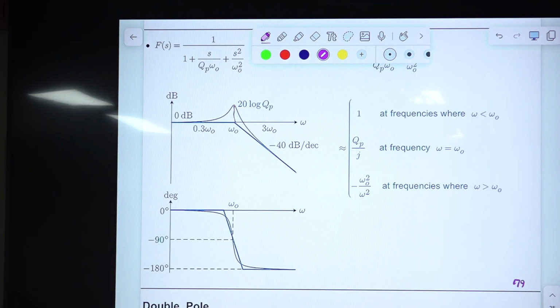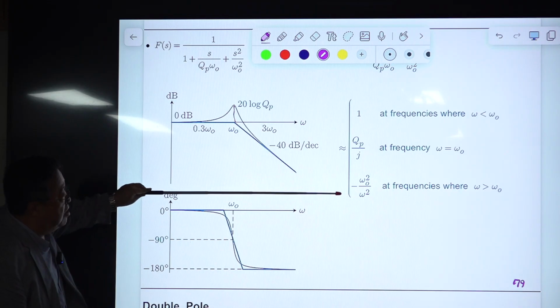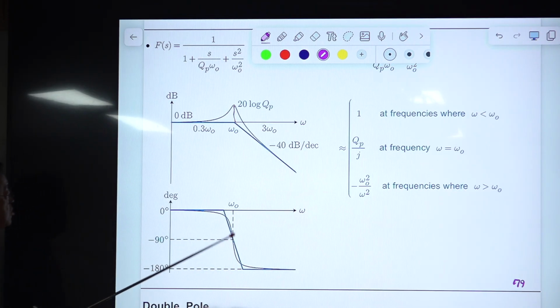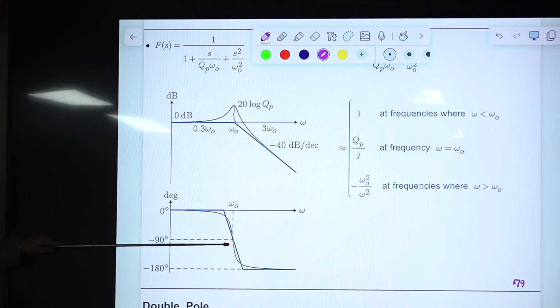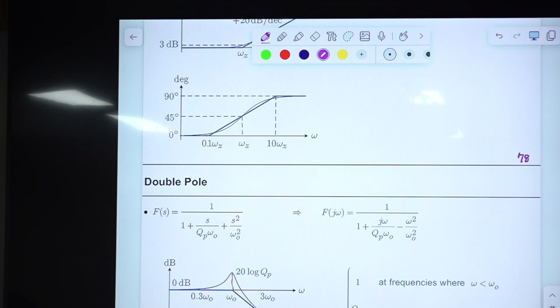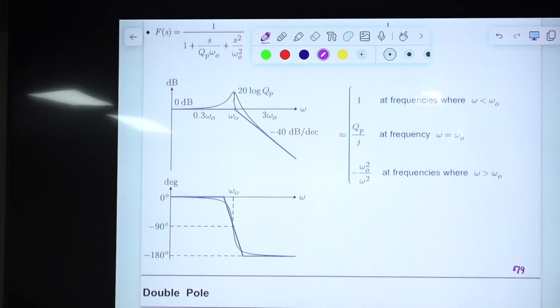Phase is 0 because number 1 has 0 degree phase, and this one has minus, so phase changes from 0 to minus 180, and there is a transition at this point. At this frequency, phase becomes exactly minus 90 degree. Okay, so this is what is a double pole. But around this frequency range, the characteristic depends on the value of the QP.